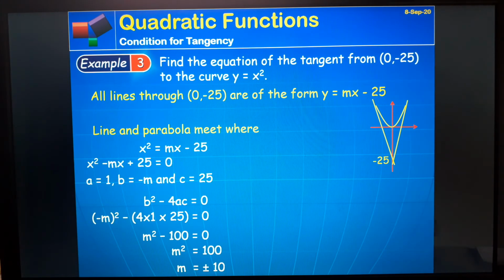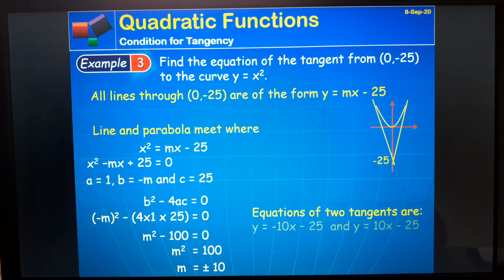Now that means that the gradient, if it was this gradient here, it would be negative 10, a gradient sloping down from left to right. And then if it was the gradient here, it would be the gradient 10. So there's two possible equations this time. The equation could be y equals negative 10x minus 25. The negative 25 is fixed because that's given in the question. We've worked out there are two possible gradients, and the other one could be y equals 10x minus 25. And those are your two possible answers.